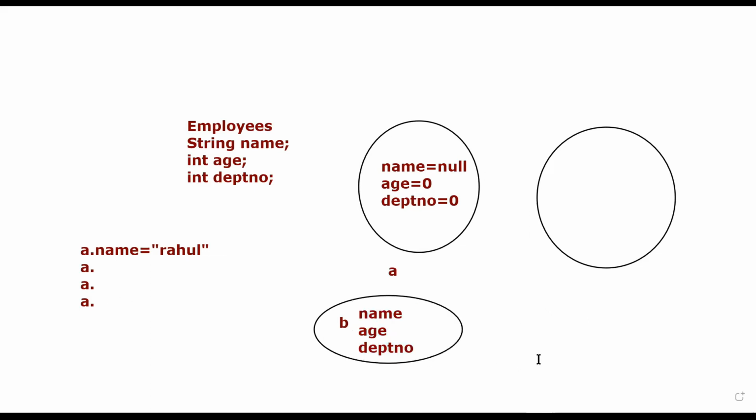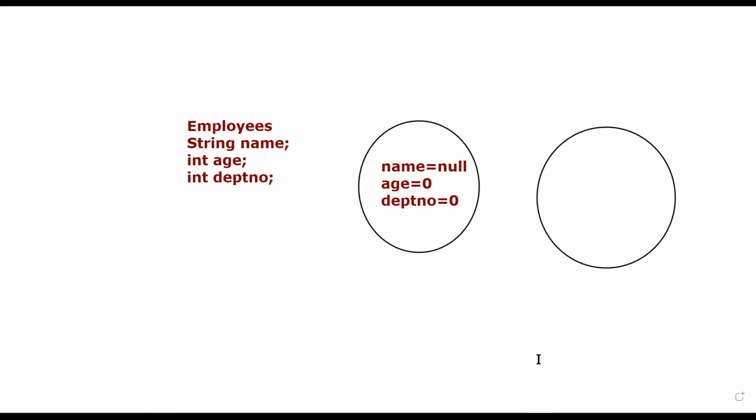So let's say I want to create a constructor. How will I do it? I will write public class name. In this case, my class name is employees. And here I can pass these variables. I can write name, age, department number.